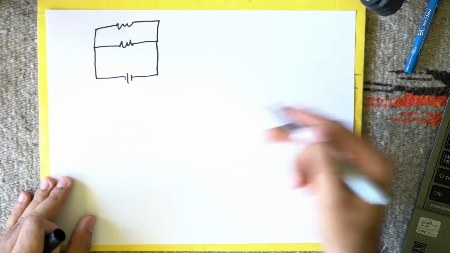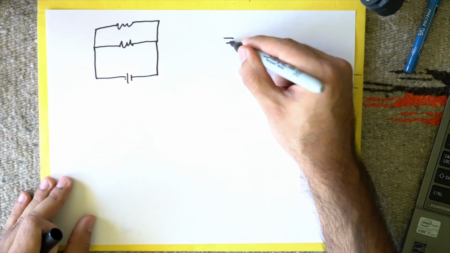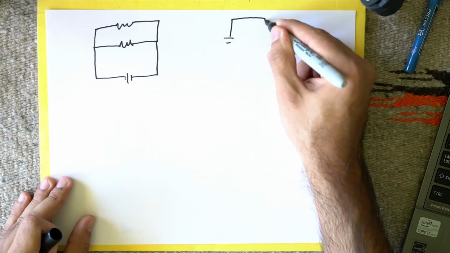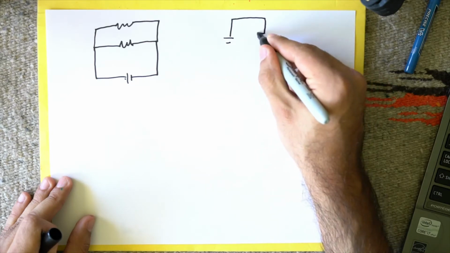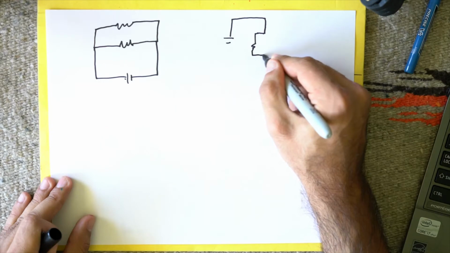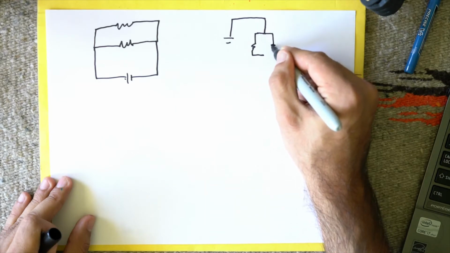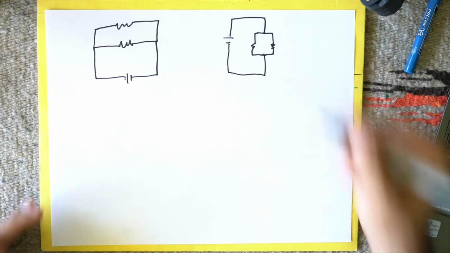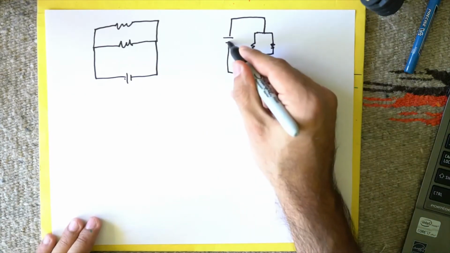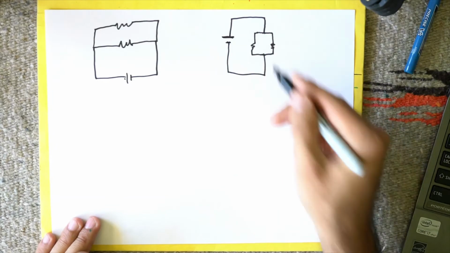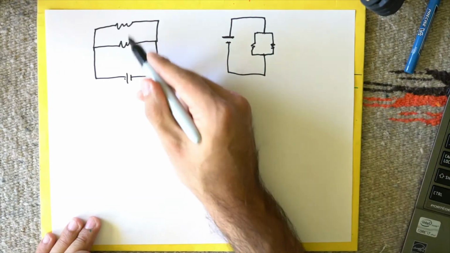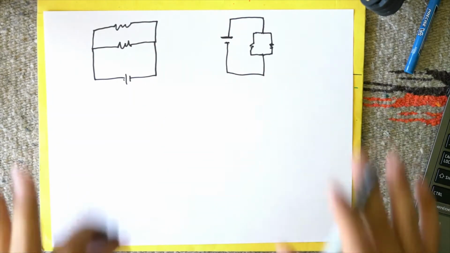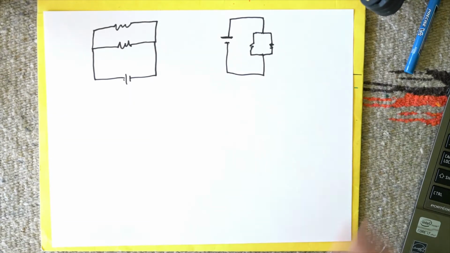This is the same as if I drew a circuit like this, and then I had two different paths to go. Again, beautiful artwork, I know. So one resistor here, one resistor here, one resistor here, one resistor there. This is the same circuit. Although it doesn't look the same, it is the same. So let's look at this situation.